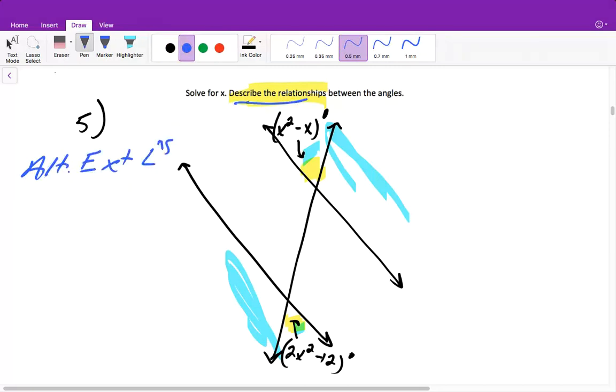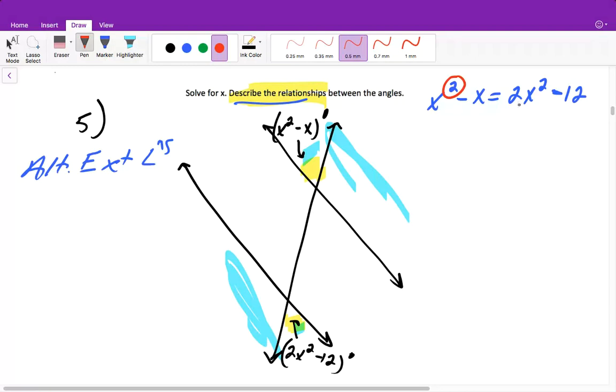This will be worth points because you're asked to describe the relationship right here. I'll then solve it over here. So alternate exterior angles are equal. So we set these equal to each other. All right, now we need to look and say, well, here we have an x squared, something that we learned earlier in the year. That means that this is a quadratic.